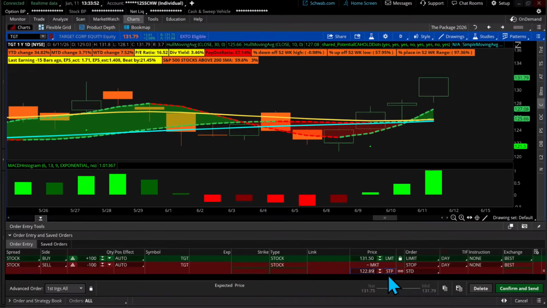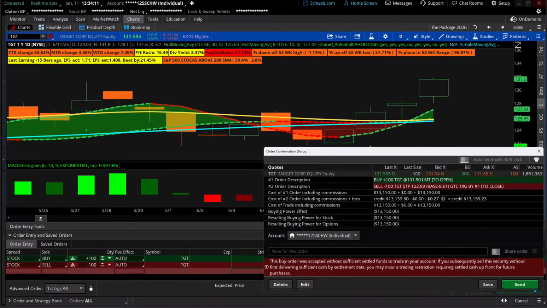That is the risk of stock investing. That's a risk of not buying a put versus setting a stop. It's what it is, okay? Now, some people like to look at different ways to manage risk. This is a way to try to de-risk, if you will. It's not perfect, okay? Confirm and send, and there it is.